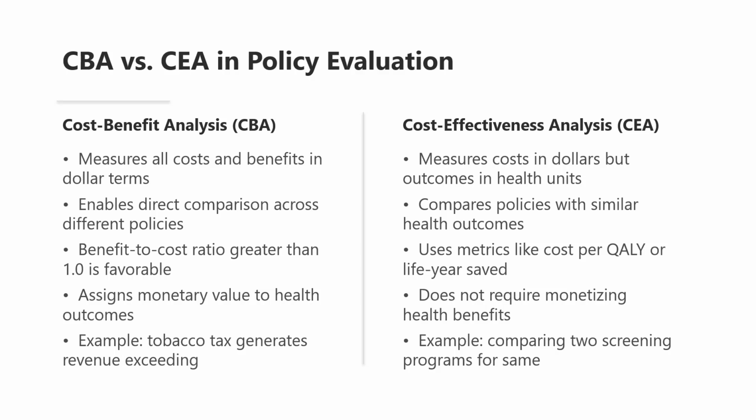The limitation of CEA is that it can only compare policies that produce similar types of health outcomes. You cannot easily use CEA to compare a vaccination program measured in infections prevented with a mental health program measured in depression-free days. Here is a simple way to remember this for your exam. When a question asks about comparing the financial return on investment of a policy, think CBA. When it asks about the most efficient way to achieve a specific health outcome, think CEA. That distinction is going to help you tremendously.